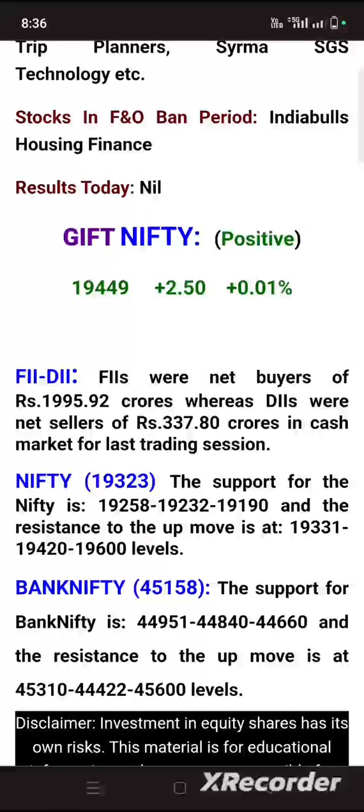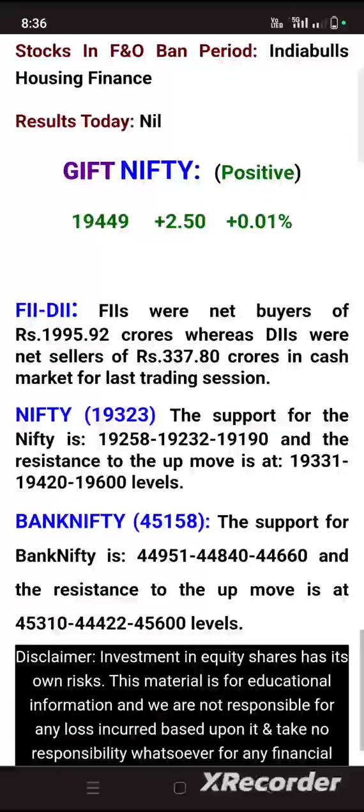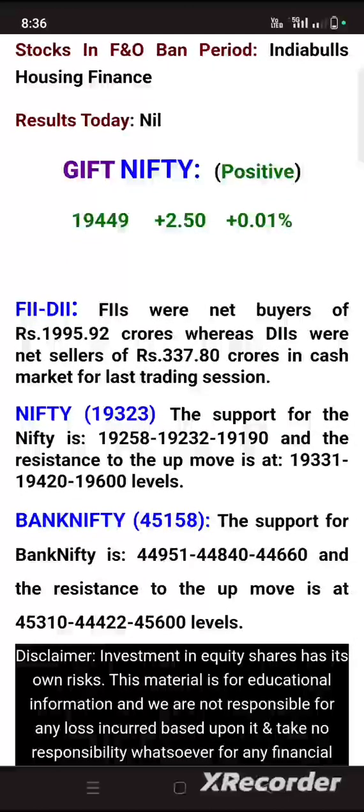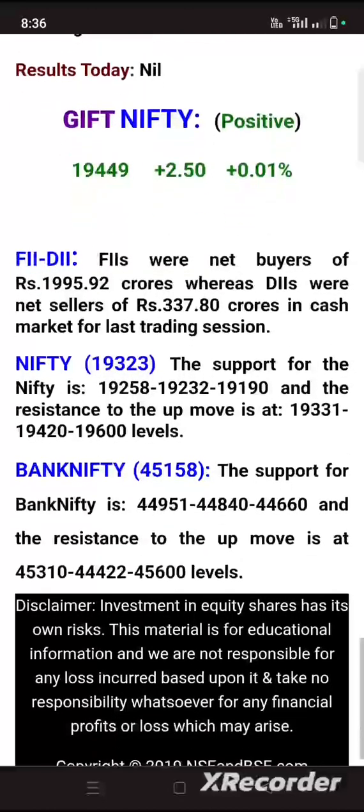So you can see here, and also here, you will get the levels. The support for the Nifty is 19,258, 19,000. Second support is 19,232. Third level is 19,190, and the resistance to the up move is at 19,331, 19,420, 19,600. These are the levels. So if you are trading in Nifty or Bank Nifty, you can have a look at this.